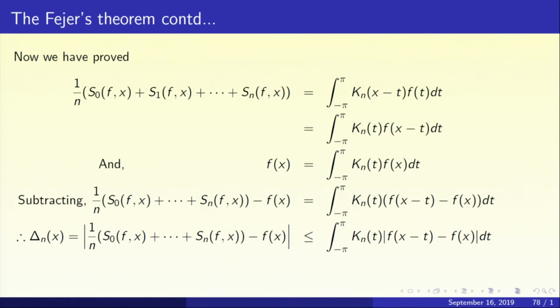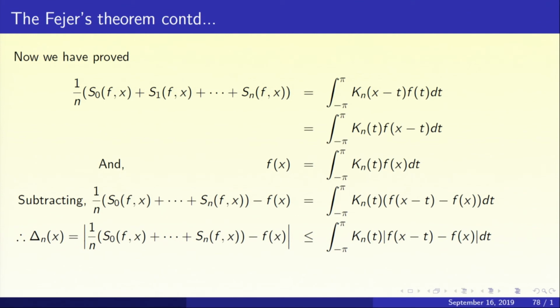Now, we must subtract. When we subtract, what do we get? The difference: 1 upon n plus 1 times s naught plus s1 plus etc. plus sn, the average, minus f x. Let us call this difference delta n x. Take the absolute value also. So, what do we get? Delta n x, the absolute value, is less than or equal to the integral from minus pi to pi of kn t into the absolute value of f of x minus t minus f of x dt. This is the last displayed inequality in this slide.